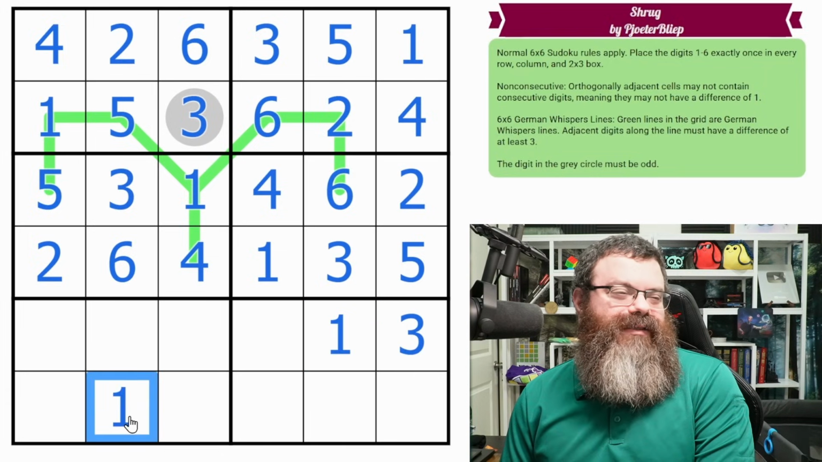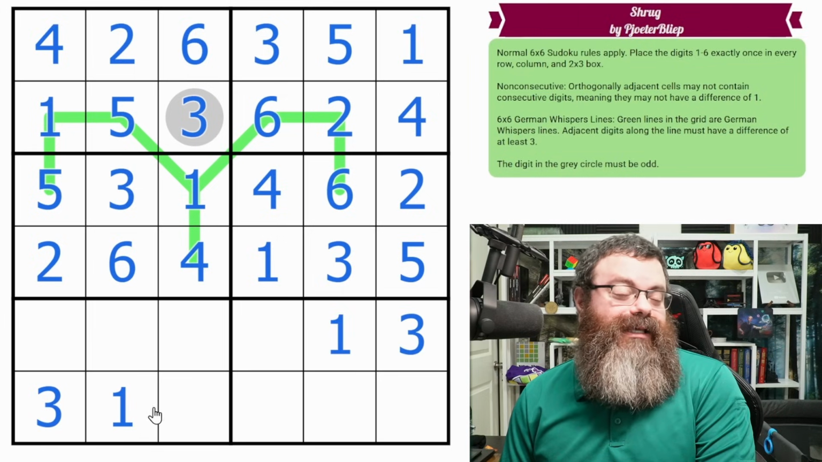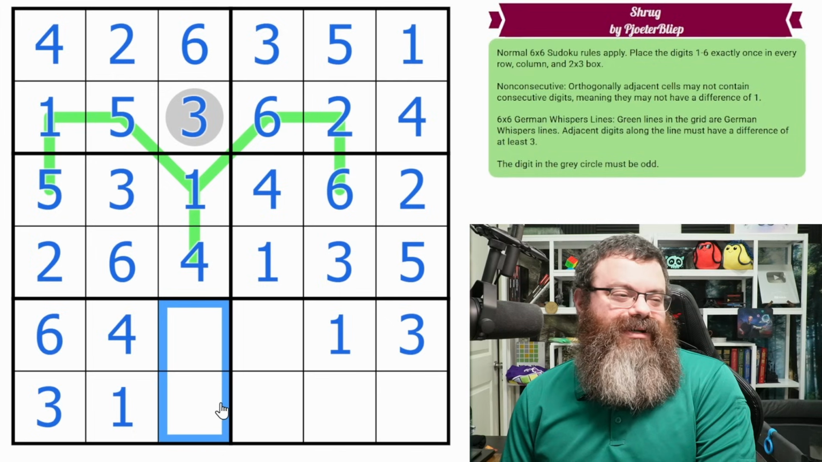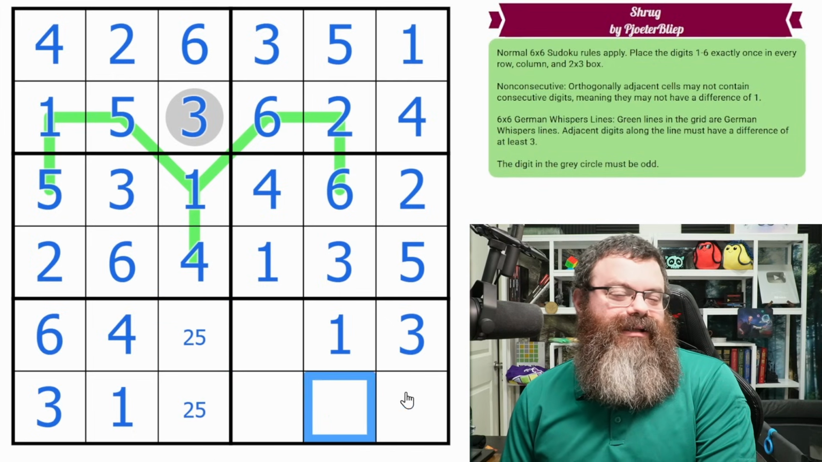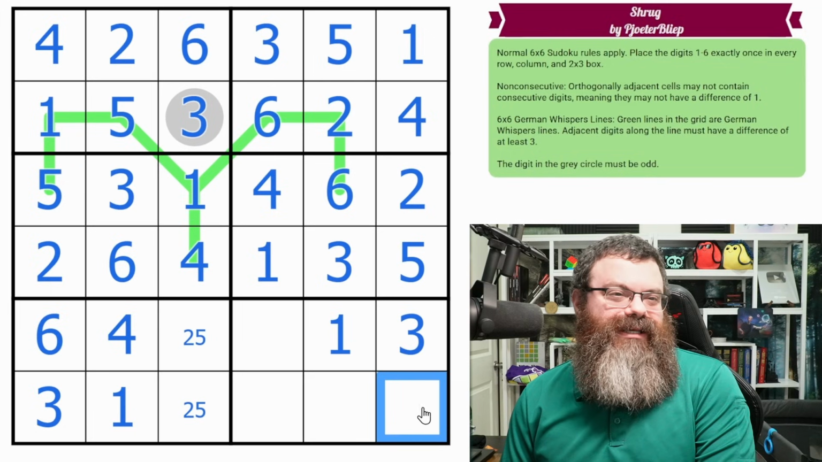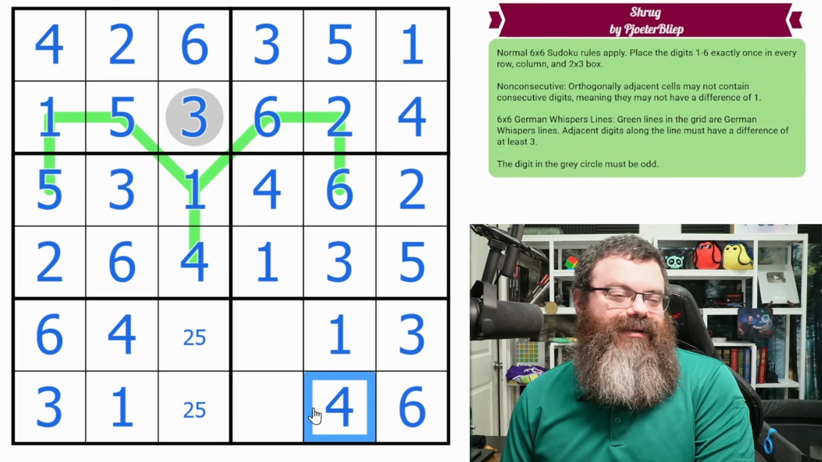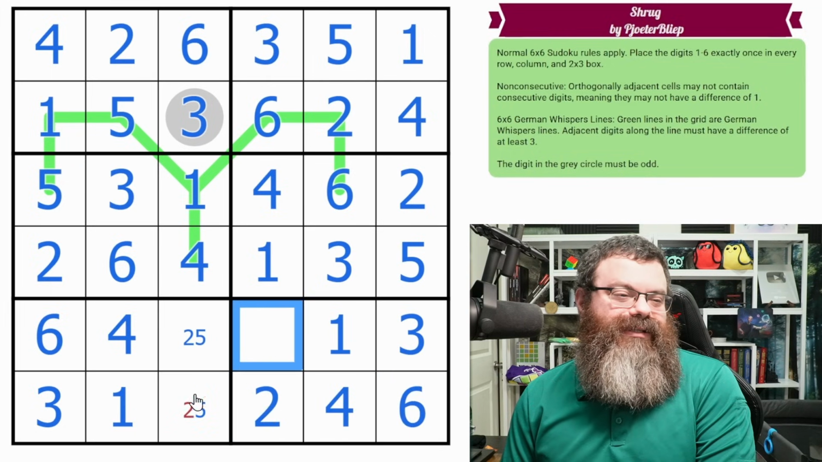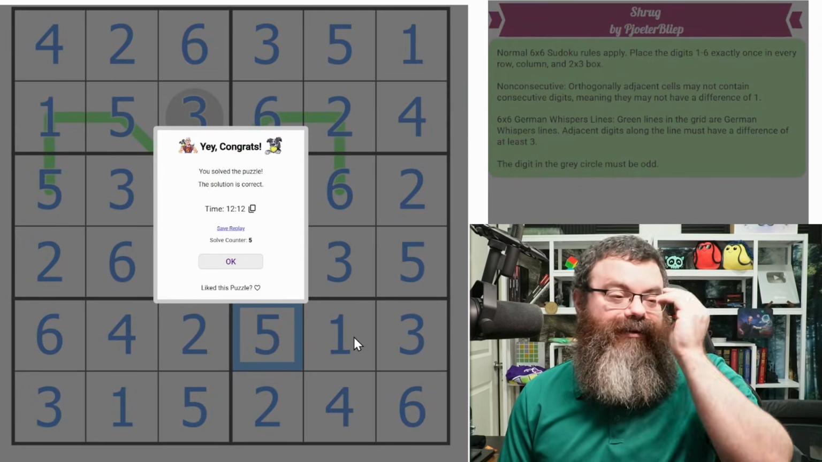Okay, so I need a 1 in this box. I also need a 3 in this box. This column finishes with a 6. This column finishes with a 4. These 2 digits are the 2 and the 5. It's a 2, 5 pair. Let's just get these 2 digits. We need the 6 here. We need the 4 here. This is 2 and 5 and 2 and 5. All right.